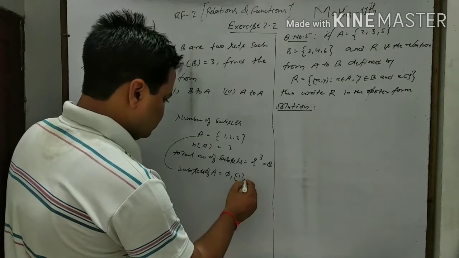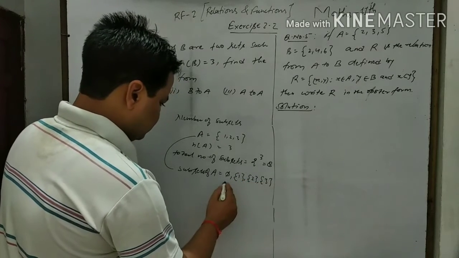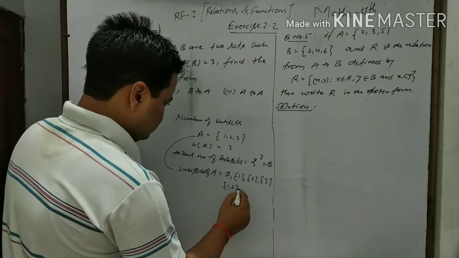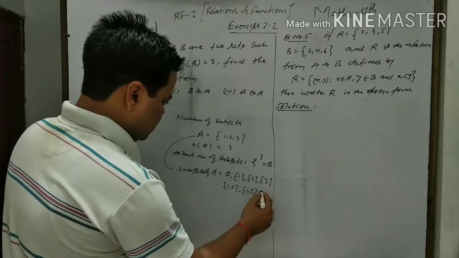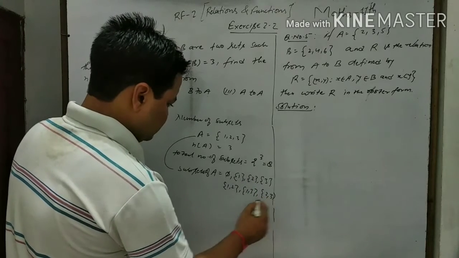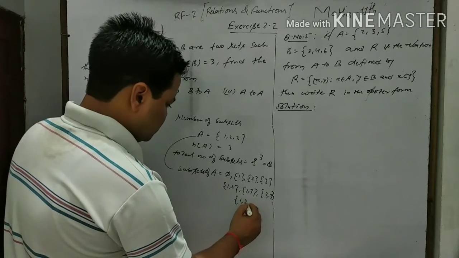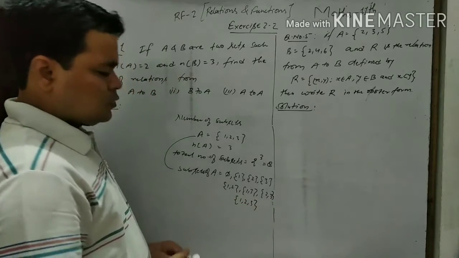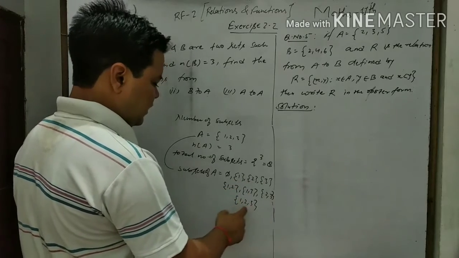The empty set, {1}, {2}, {3}, {1, 2}, {1, 3}, {2, 3}, and the last one {1, 2, 3}. Total number of subsets, that is 1, 2, 3, 4, 5, 6, 7, 8.